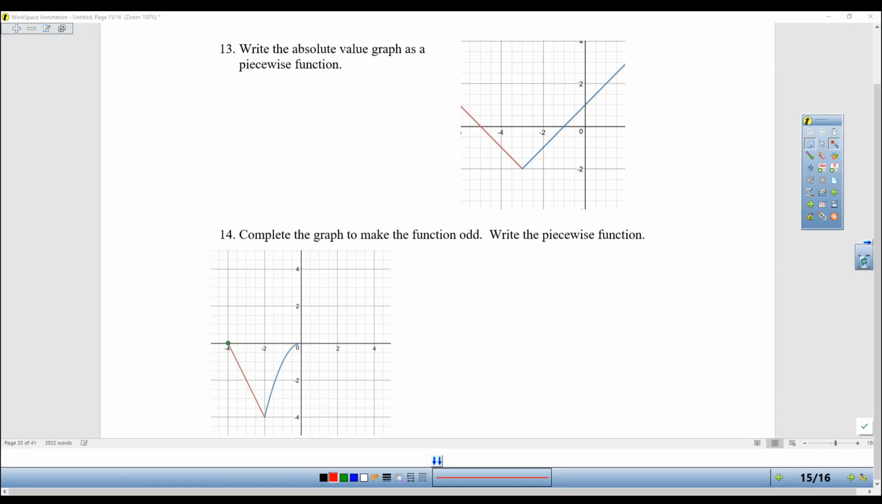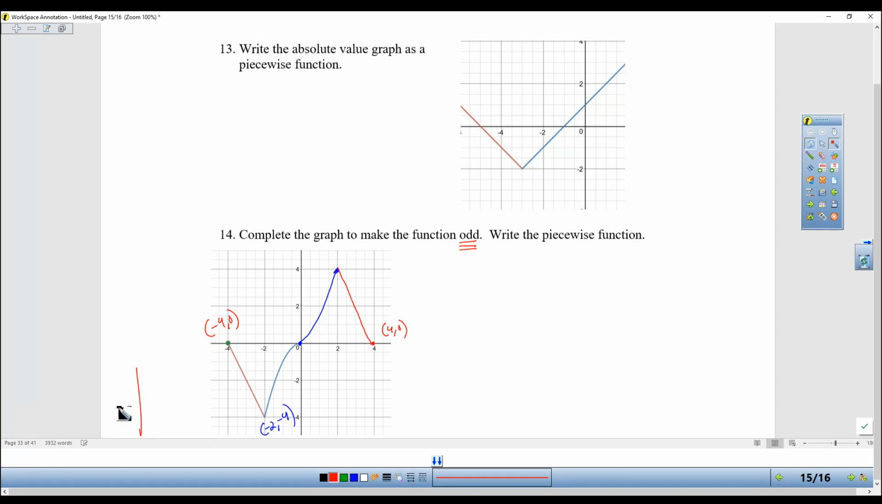On number 14, it asks you to complete the graph to make the function odd. So to make the function odd, I want to reflect it across the origin. So 0, 0 is on there. And then this is the point negative 2, negative 4. So I want positive 2, positive 4. Can you see how that makes that look odd like that? And then this is the point negative 4, 0. I want the point positive 4, 0. 0 doesn't change its sign, but I change the sign of the other one. There you go. Does it look odd?